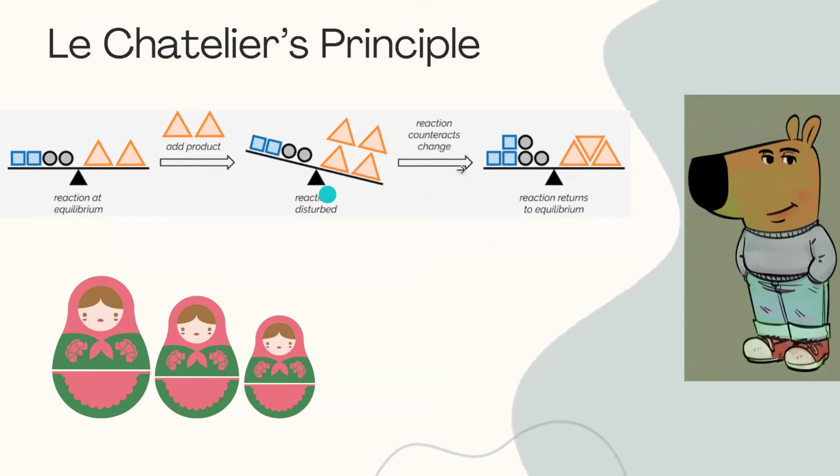Now, what this principle says is that an equilibrium wants to be balanced, like a Russian doll. It wants to stand back up again. And so it's going to shift its weight a little bit and counteract the effect. And that's exactly what we see. So we had an imbalance and we pushed them to the side, and now we have a balance again.